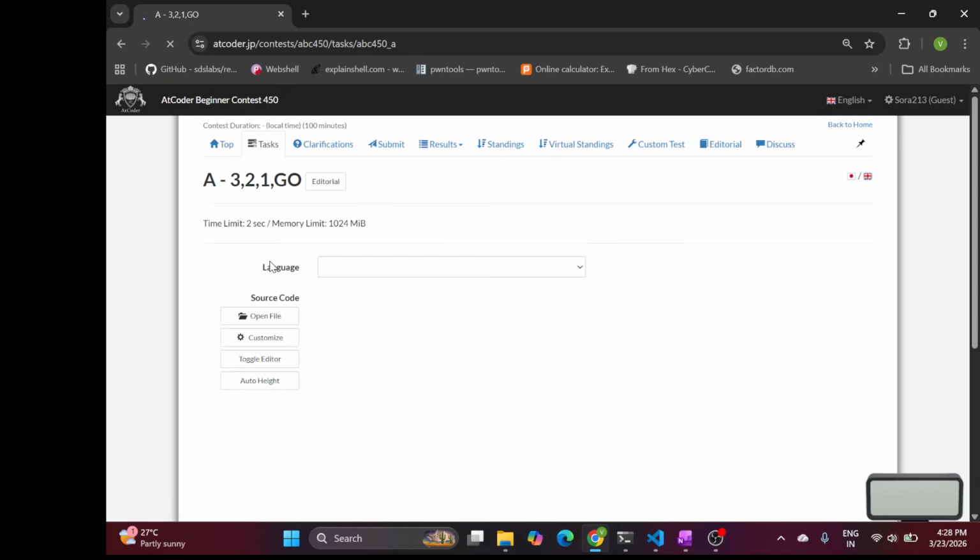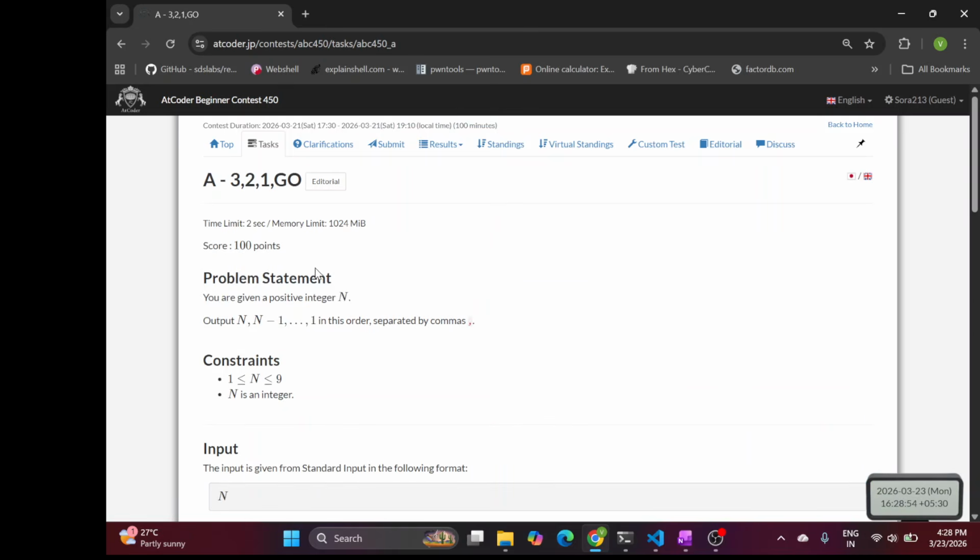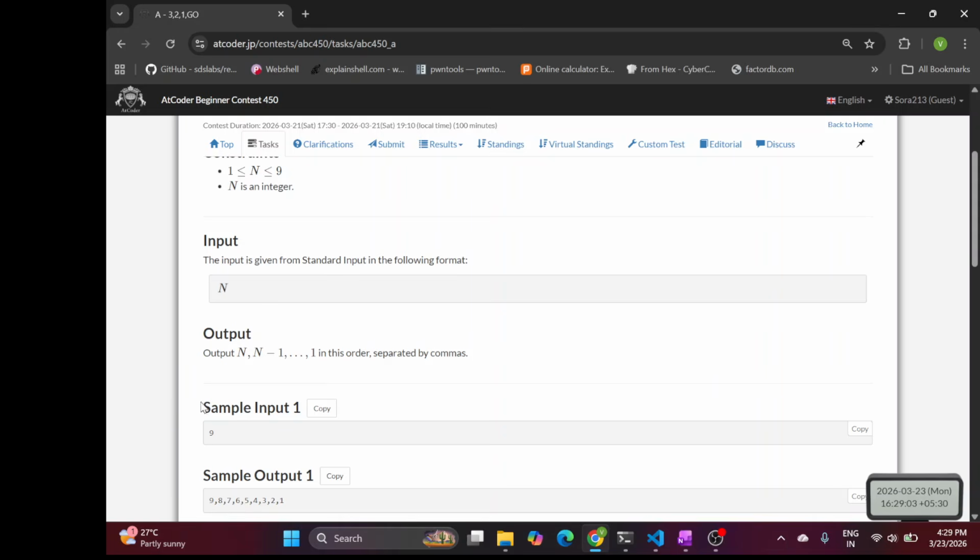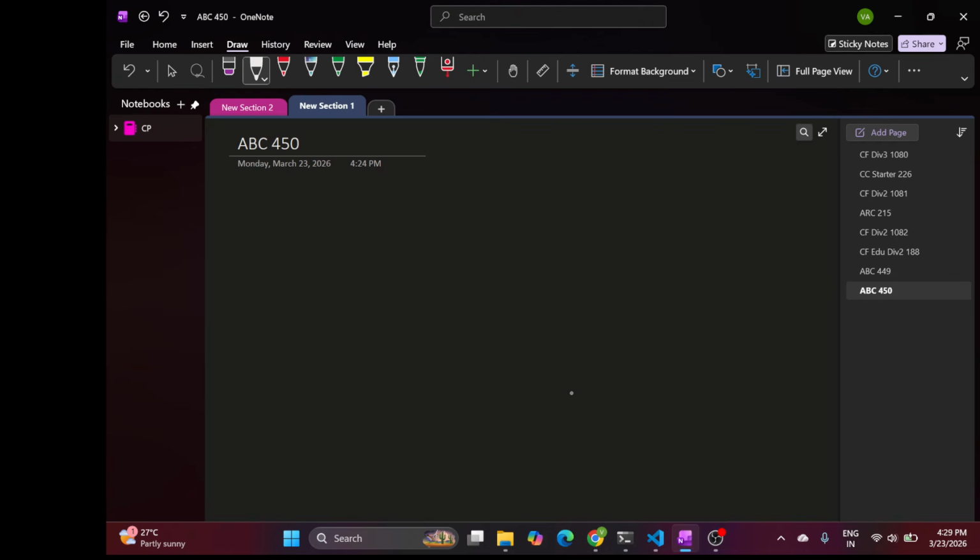The first question is 3, 2, 1, go. You are given a positive integer n, and we need to output the sequence in descending order separated by commas. This is a very direct question, I would say.